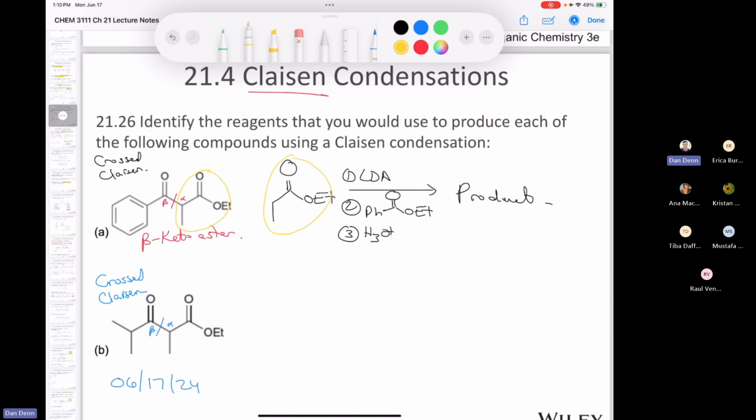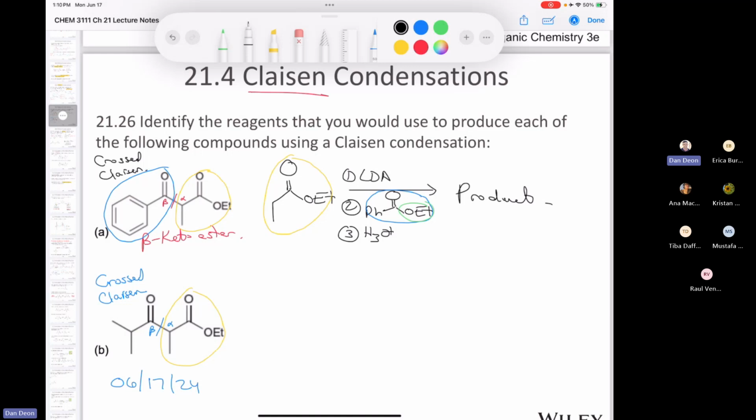You're going to treat that with LDA, and then the other ester is going to come from this portion here. And that's what I put over here. The only difference is I added the OEt group, because it's an ester. So we're going to do the same treatment here. So you see that we're actually starting out with the exact same ester, which is ethyl propionate, that we used in the last one.